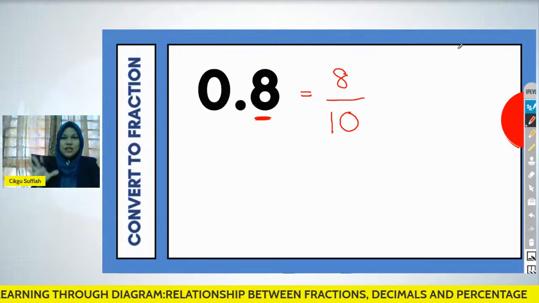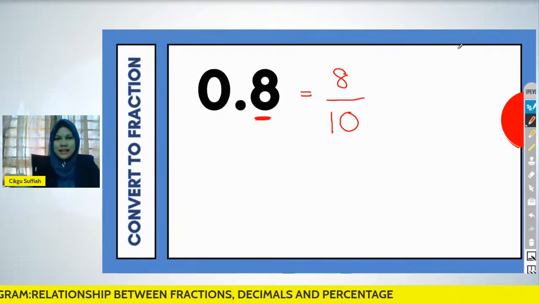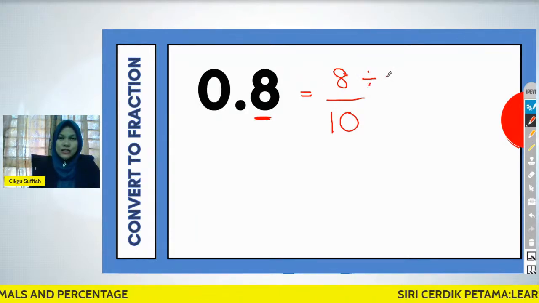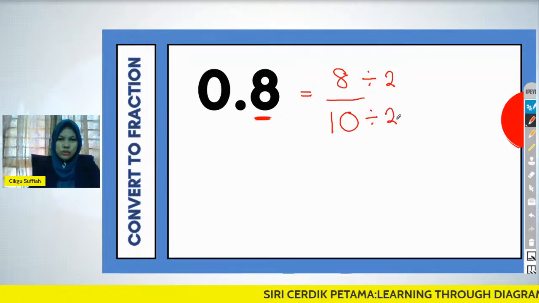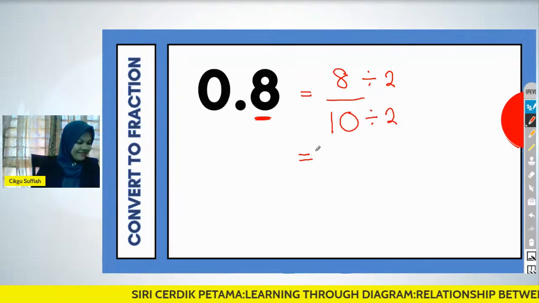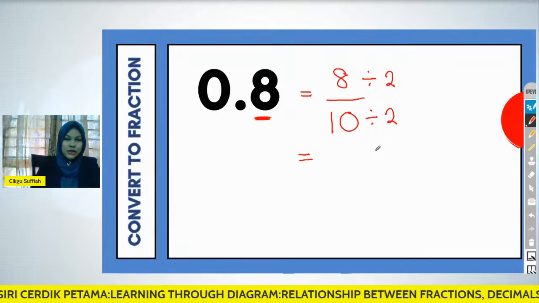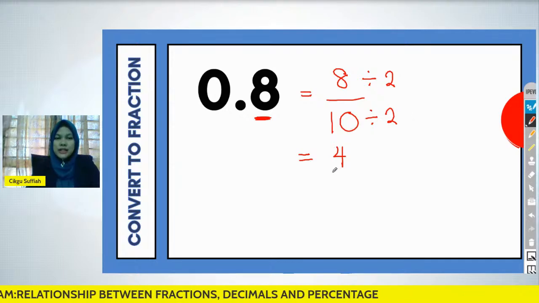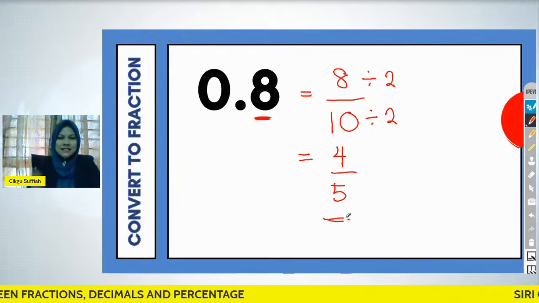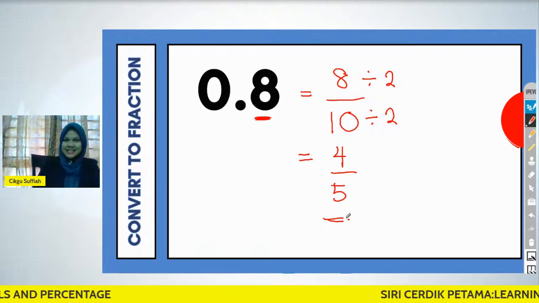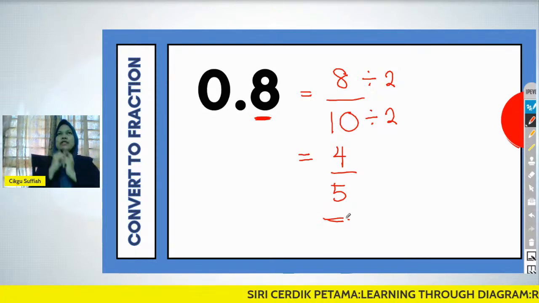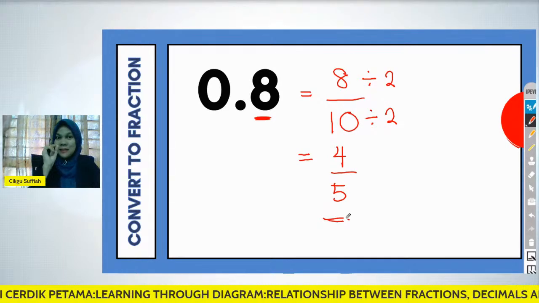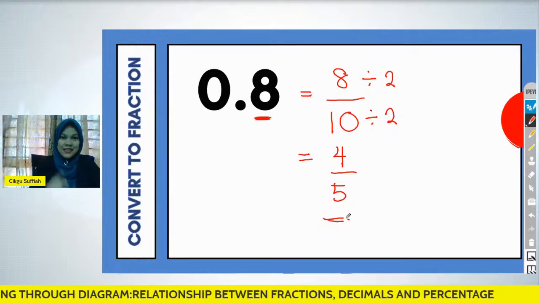Done. So what I need to do is simplify. Simplify is easy because you just need to divide by 2. Yeah. And done. Very good. So 8 divided by 2 is 4. 10 divided by 2 is 5. Done. Can you see that? So just bear in mind that 4/5 is 0.8 and 0.8 is equal to 4/5. Okay, keep that as your note. This is serious, yeah.